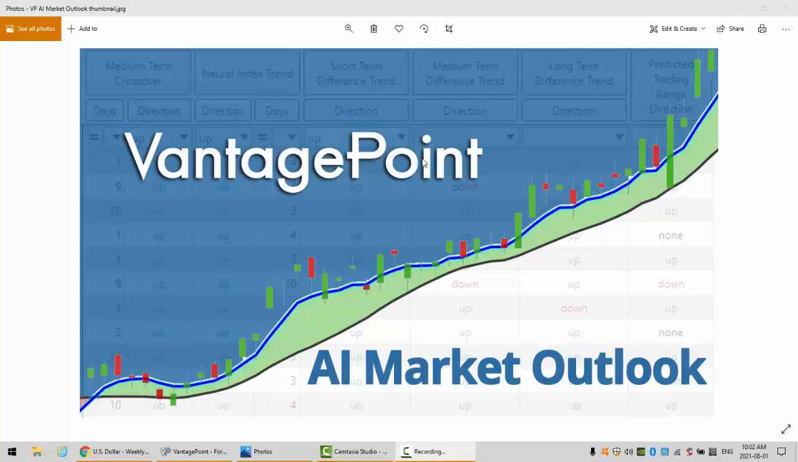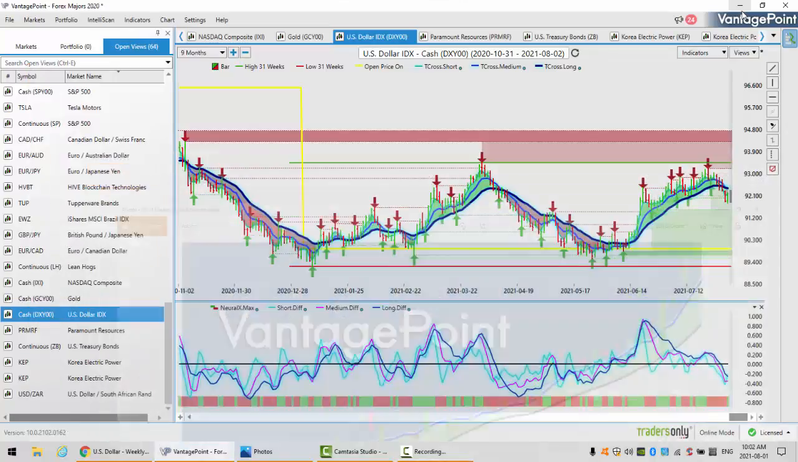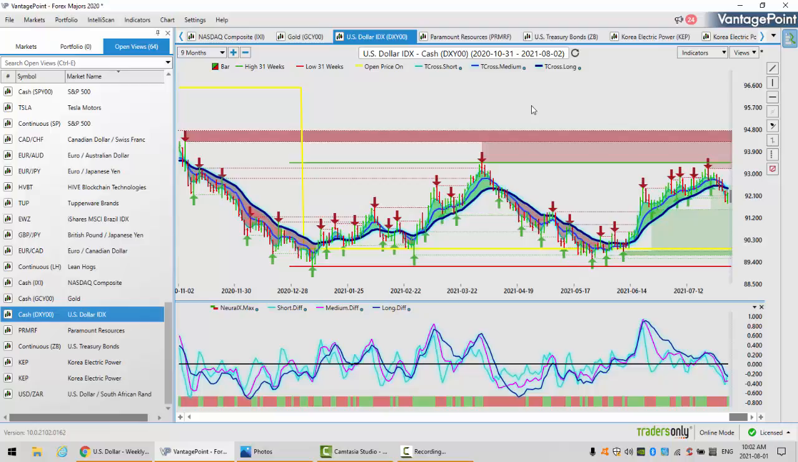My name is Greg Furman, and this is the VantagePoint AI Market Outlook for the week of August the 2nd, 2021. Now, to get started this week, we're going to continue with our learning process of intermarket correlations and different strategies using the VantagePoint software.